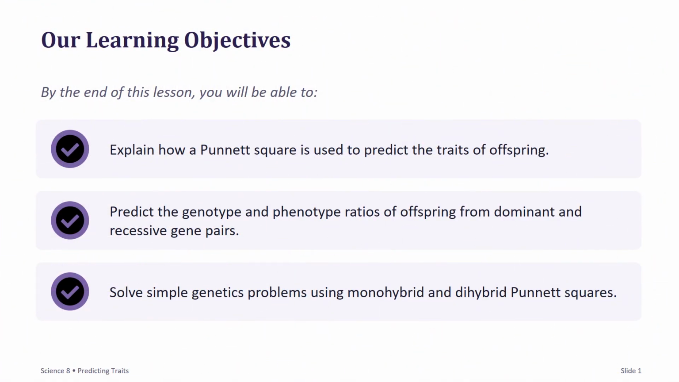Before we dive in, let's look at what you will be able to do by the end of this lesson. First, you will be able to explain how a Punnett square is used to predict the traits of offspring. Second, you will be able to predict the genotype and phenotype ratios of offspring from dominant and recessive gene pairs. And third, you will be able to solve simple genetics problems using monohybrid and dihybrid Punnett squares. Keep these three goals in mind, because they are exactly what you will practice, and what you will be quizzed on today.